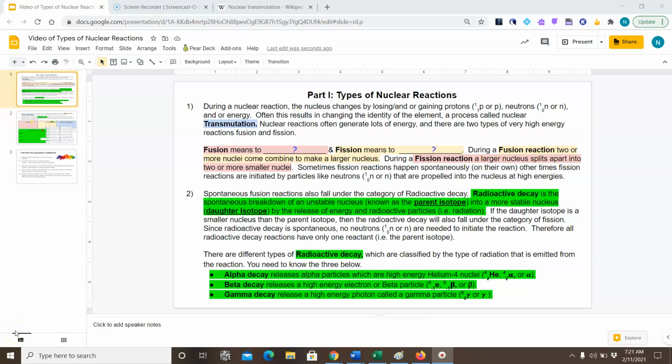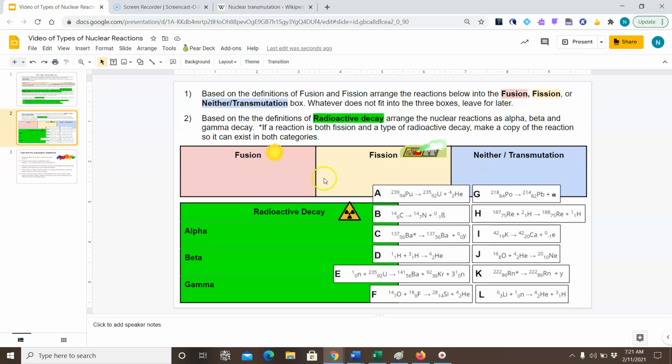Hi, welcome to the types of nuclear reactions. This is a sorting activity. In this activity, we are going to learn about different types of nuclear reactions and categorize these reactions as either fusion, fission, transmutation, or a type of radioactive decay. We're going to first start by looking at fusion, fission, and transmutation.